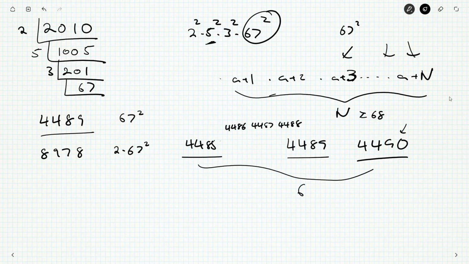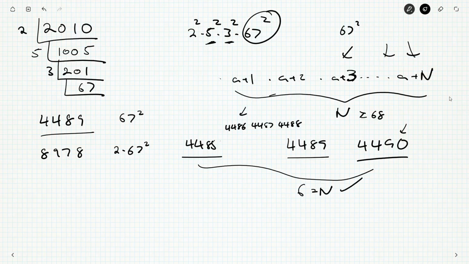There's a multiple of 2. There's a multiple of 2. So I've got all my factors of 2. Do I have all my factors of 3? Well, 4490 and 4489 aren't multiples of 3, but 4488 is indeed a multiple of 3. And so is 4485. So, yeah, this works, and n would be 6 in this case.